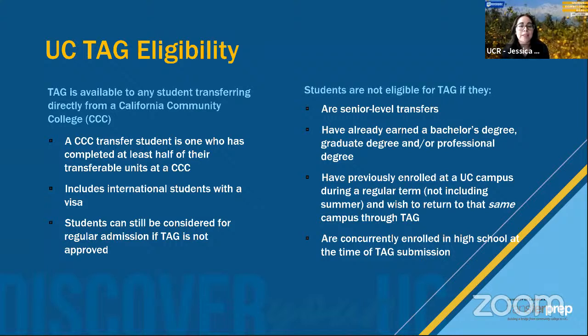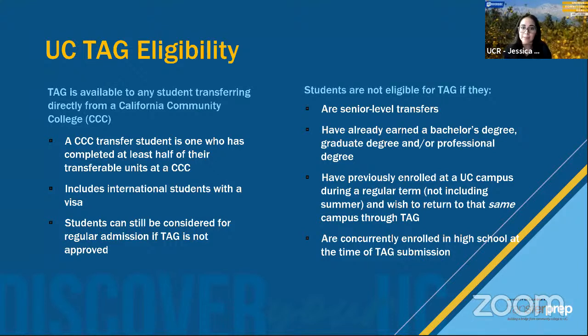Now, what happens if for some reason you apply for TAG and it may not be approved? You might be off by just a little bit. It doesn't completely bar you from being considered for admission. So that's the other good part, right? Is that you still may be considered for regular admission, even if your TAG might not be approved. So it's kind of like, it gives you a little bit of extra cushion because those TAG requirements do go beyond the general admission requirements for transfer.